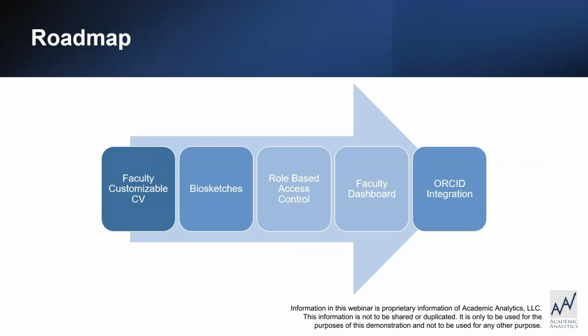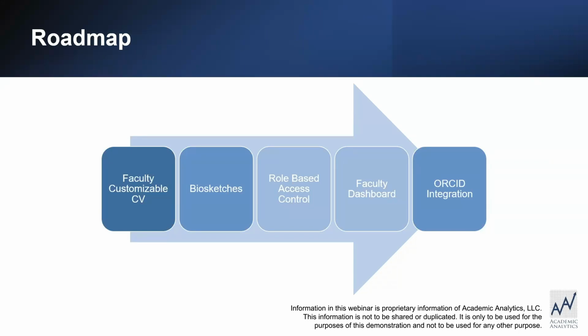Currently, we're working on the ability for a faculty member to create their own custom CV within the application. So being able to pick and choose which activity types appear in that CV, as well as the order in which they appear. That CV is then going to be pulling all of the activities and works that have been entered into the FAR system.